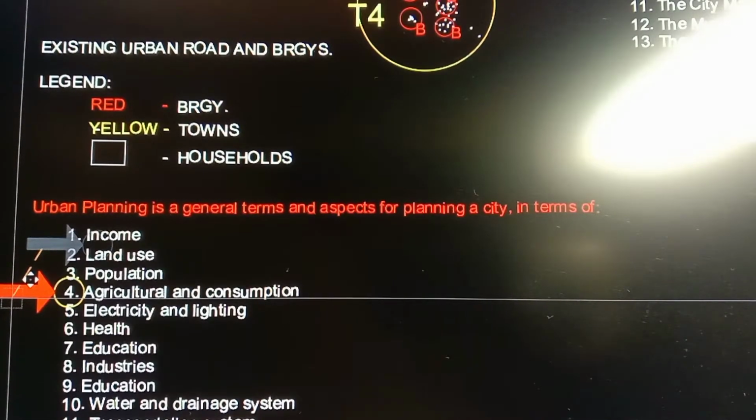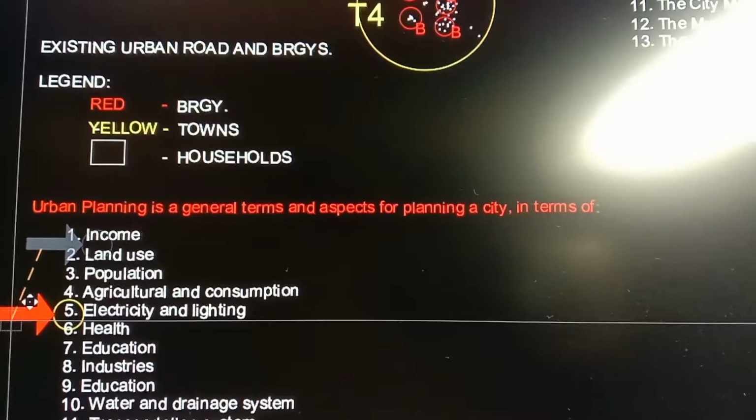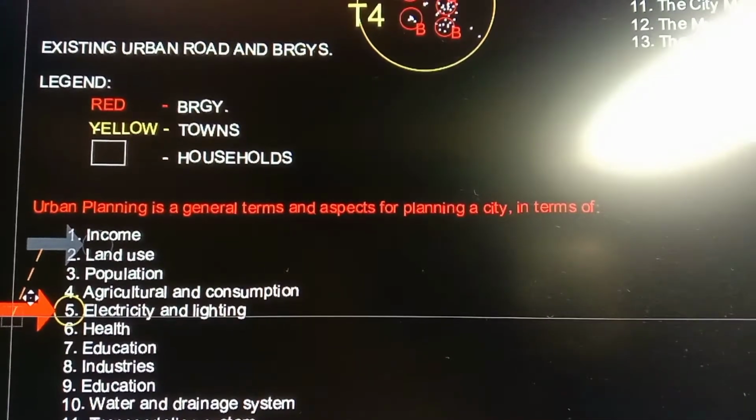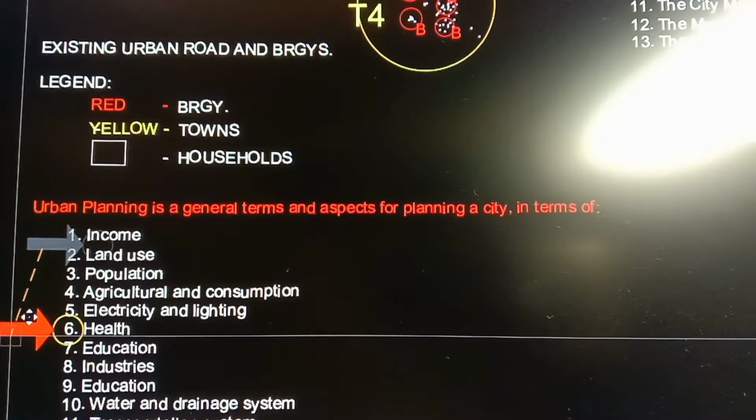Okay, and the fifth one is electricity and lighting. A city must have a good electrical system and lighting system for its inhabitants, and most especially for the roads, the small roads, the highways, or the secondary and primary roads, which must be complete with electricity and lighting. The sixth requirement is health.